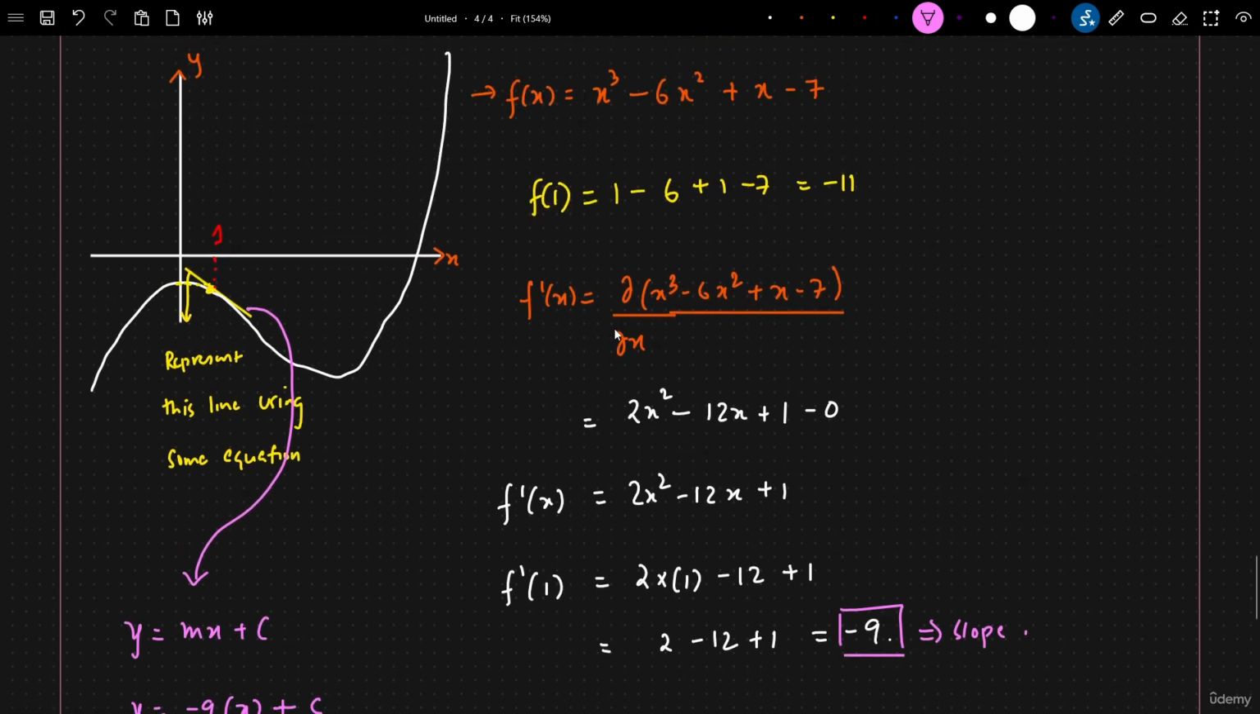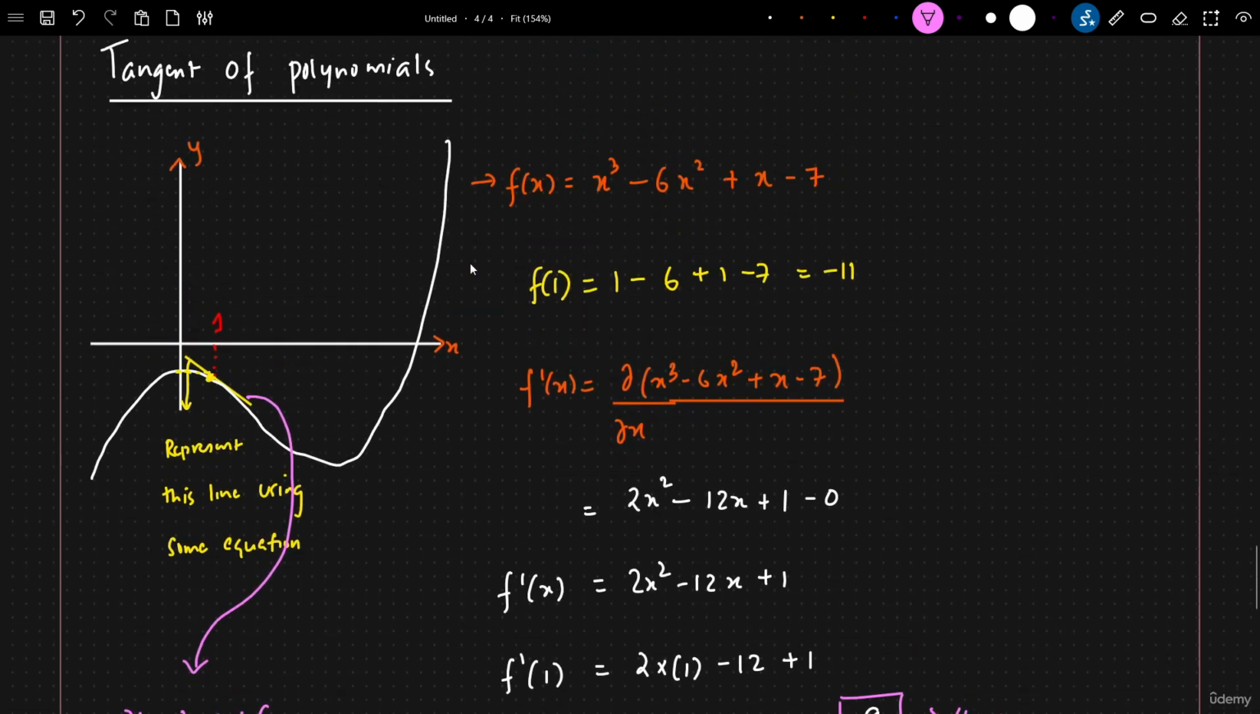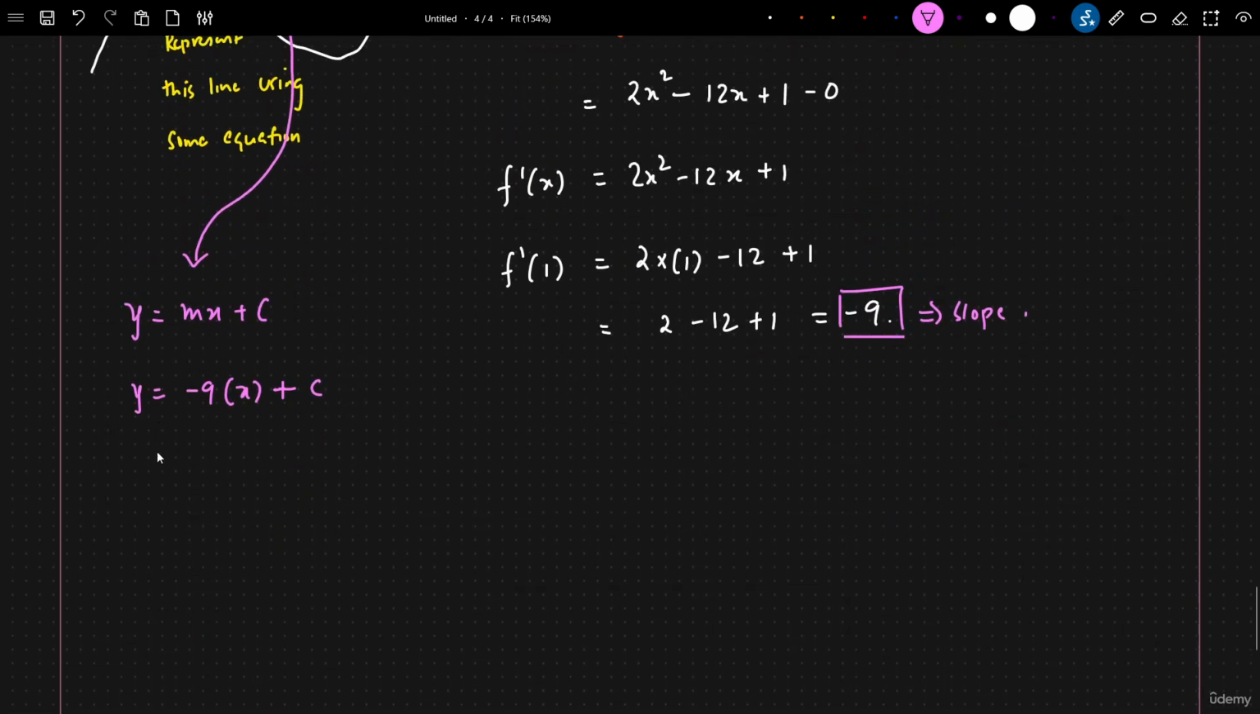My f of 1 is basically my y value. So here I will represent minus 11, so minus 11 equals the slope times x, and then here we will write plus c. Since we are calculating y for 1, obviously this x will also be 1. So for x is equal to 1, you know what is my y?